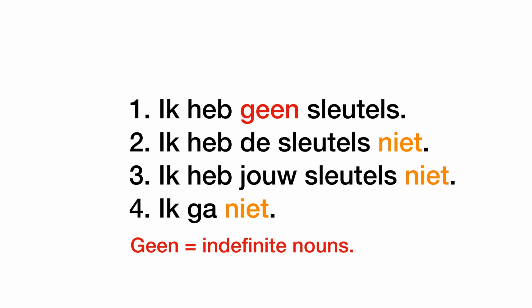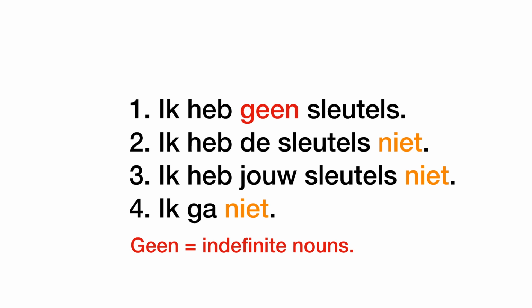Let's look at sentence 2 now. Sentence 2 is almost the same as sentence 1. There's only one small difference. We see de sleutels instead of sleutels. This means that we are not talking about an indefinite noun. We are talking about specific keys. In this case, we use NIET.